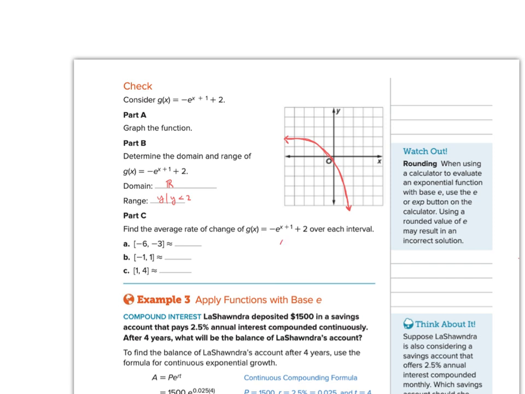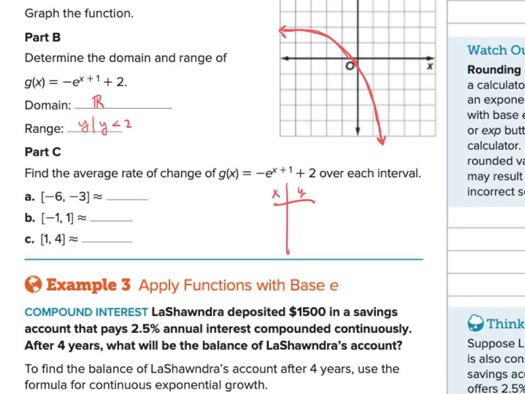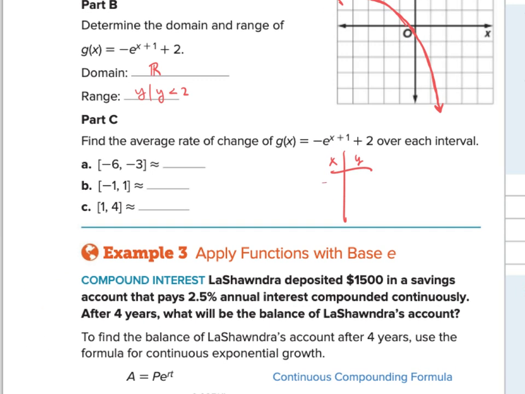Now, when you plug in this function and you look at your tables, I'm going to just, when I look at my tables, I have what? -6, -3, -1, 1, and 4.